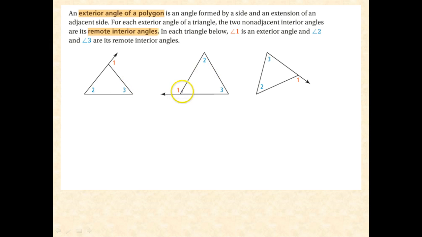And in every picture, on this side, if we extended this side, this would be our exterior angle. 2 and 3 would be our remote interior angles. And then over here, this is our exterior angle. 2 and 3 are our remote interior angles.